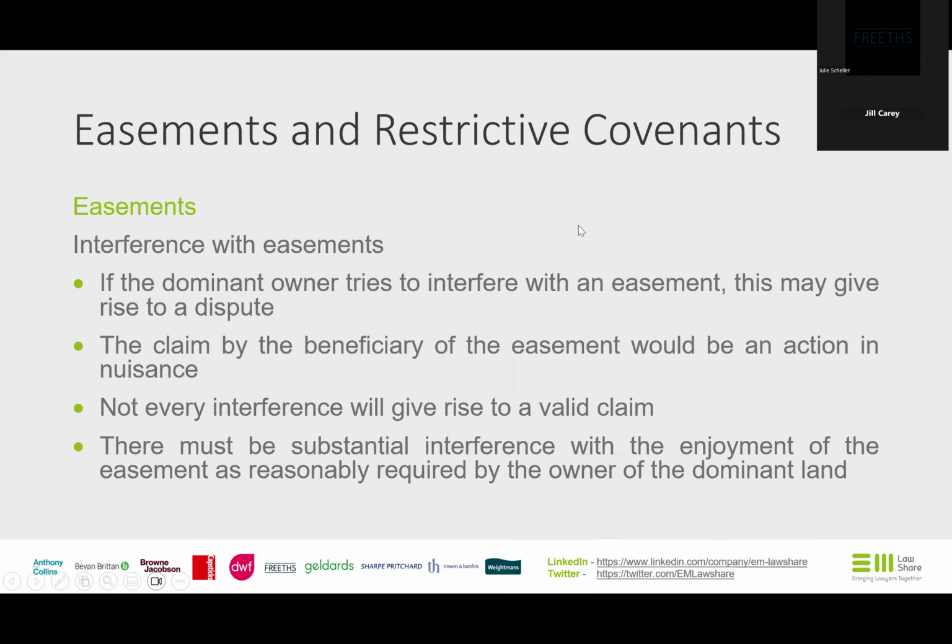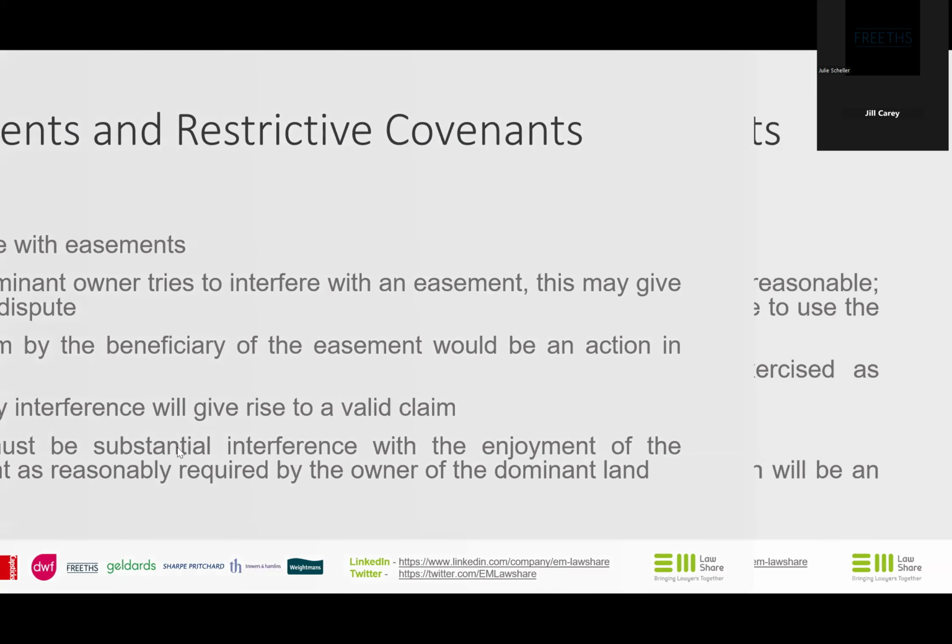So, what do you do if somebody interferes with your easement? Well, it could give rise to a dispute. The claim would be an action in nuisance because it would be interfering with a property right. But it's important to note that not every interference will give rise to a valid claim. It has to be a substantial interference.